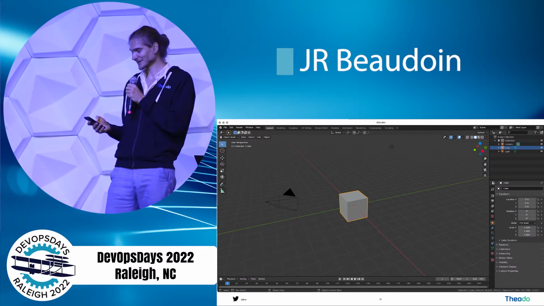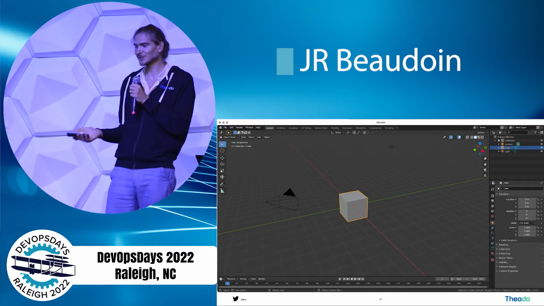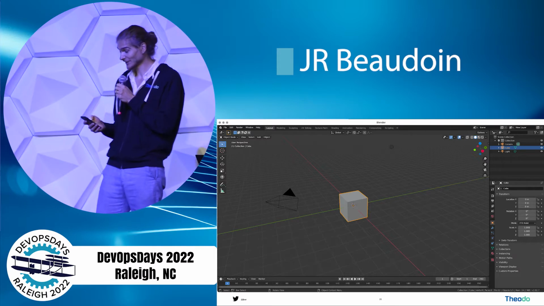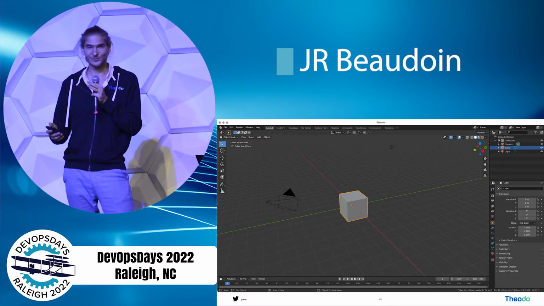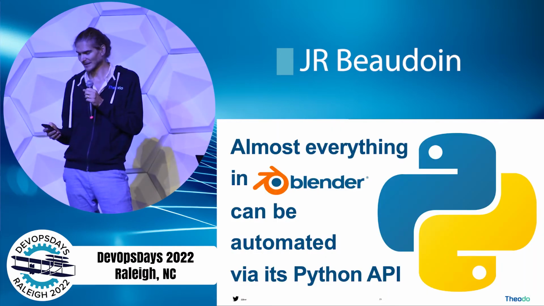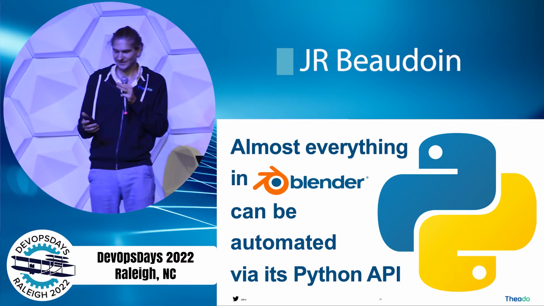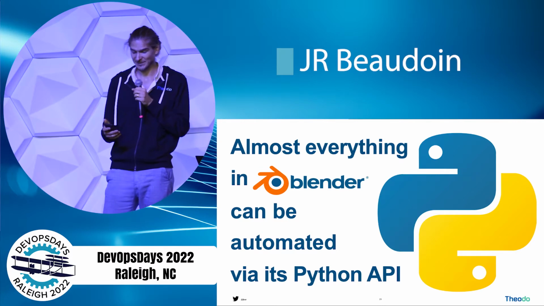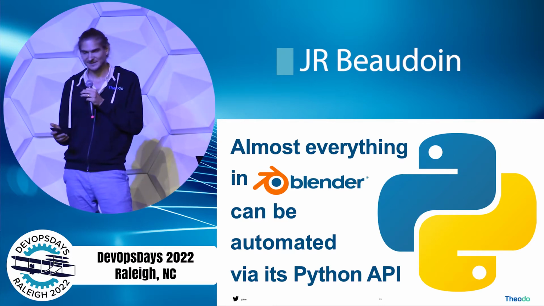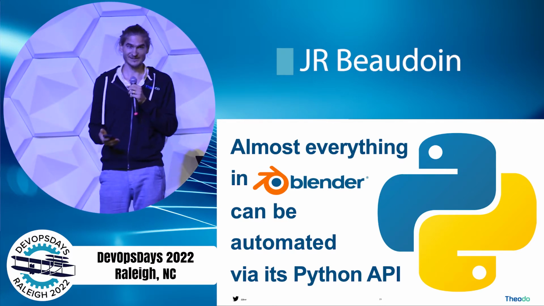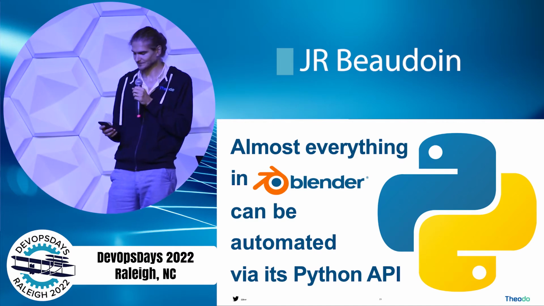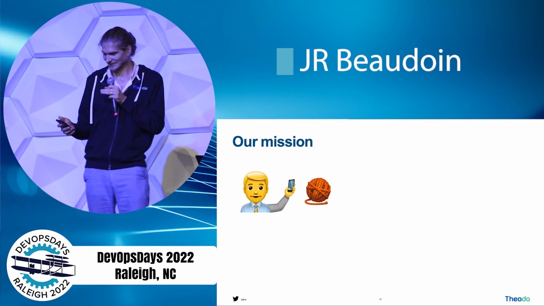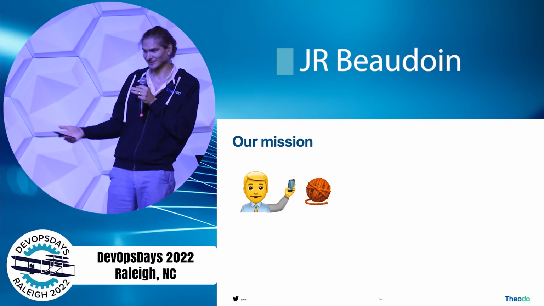This is what Blender's interface looks like. So to a 3D designer, I guess it feels like the AWS console. Luckily enough, it has a very comprehensive Python API, and almost everything that you can do in Blender can also be automated via its API. This allows many businesses to automate tasks that would otherwise take a lot of time to accomplish. So now I'll give you a few words about what we were trying to achieve.